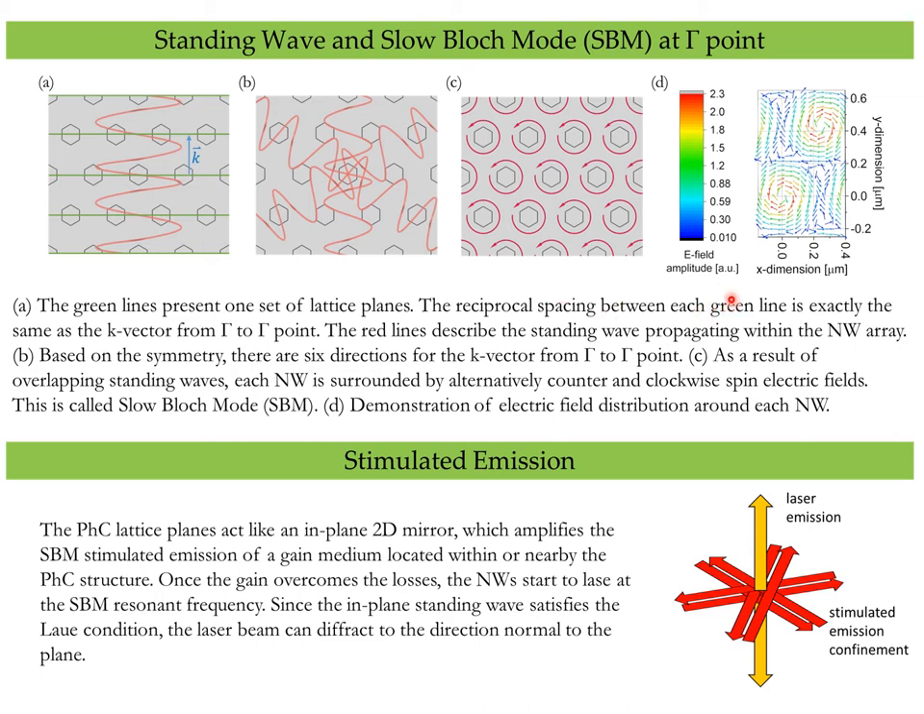Here's the distribution of the E fields. The photonic crystal lattice plane acts like an in-plane two-dimensional mirror, which amplifies the slow Bloch mode stimulated emission of the gain medium located within or nearby the photonic crystal structure. Once the gain overcomes the losses, the nanowires start to lase at the slow Bloch mode resonant frequencies.